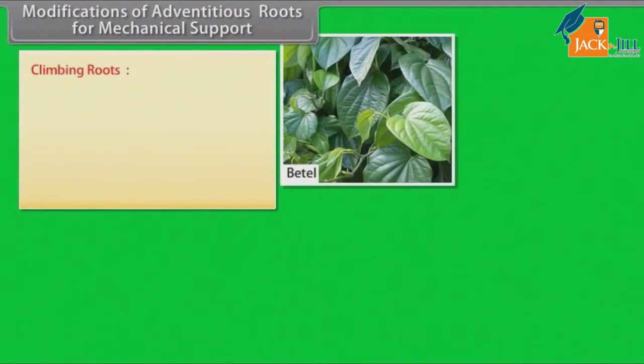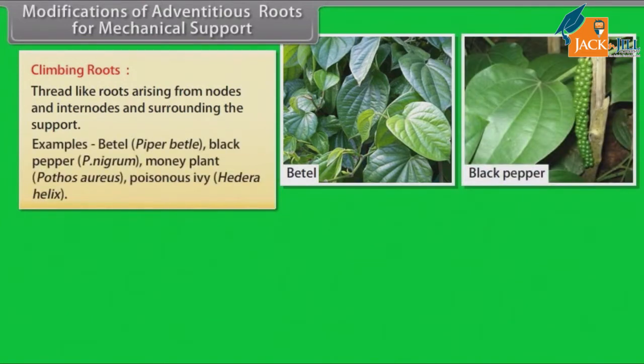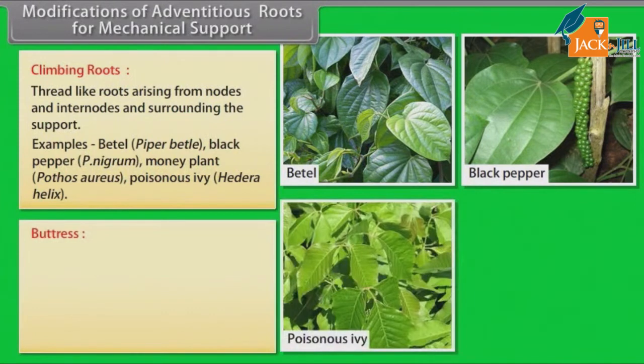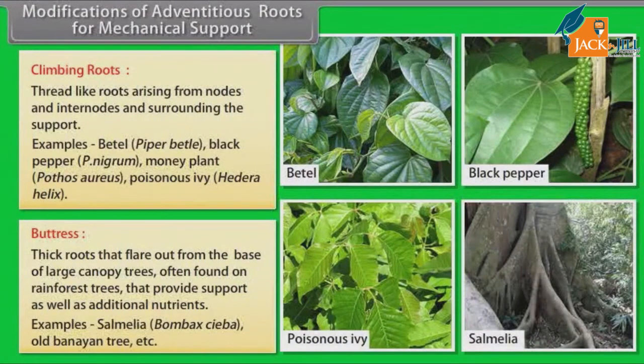Climbing roots. Thread-like roots arising from nodes and internodes and surrounding the support. Examples: betel, black pepper, money plant, poison ivy. Buttress roots. Thick roots that flare out from the base of large canopy trees, often found on rainforest trees, that provide support as well as additional nutrients. Examples: Salmalia, old banyan tree, etc.